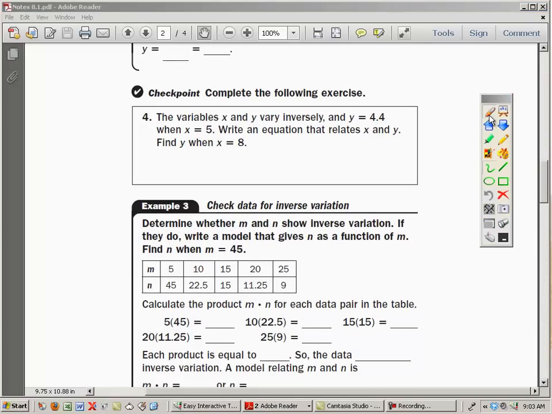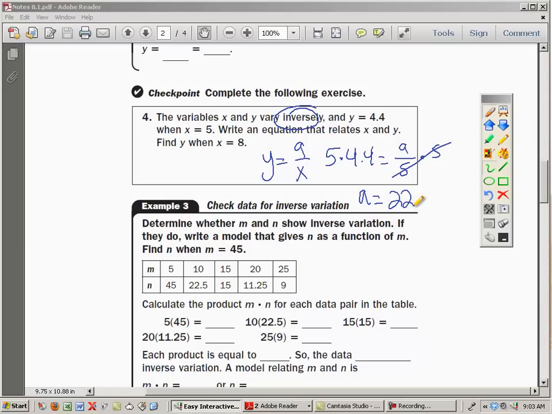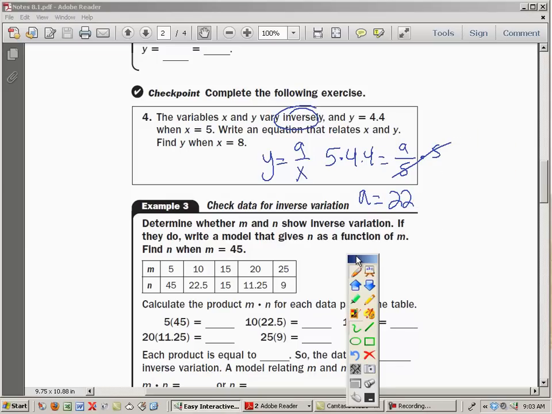All right, so if these two things vary inversely, again, they vary inversely, so we're going to follow the form y equals a over x. We're then going to plug in the stuff we're given, so 4.4 is equal to a divided by x, which is 5. So we're going to multiply both sides of this thing by 5. Sorry, that's supposed to be a 5 here. All right, these are going to cancel, and I'm going to get a is equal to, I get 22 here.